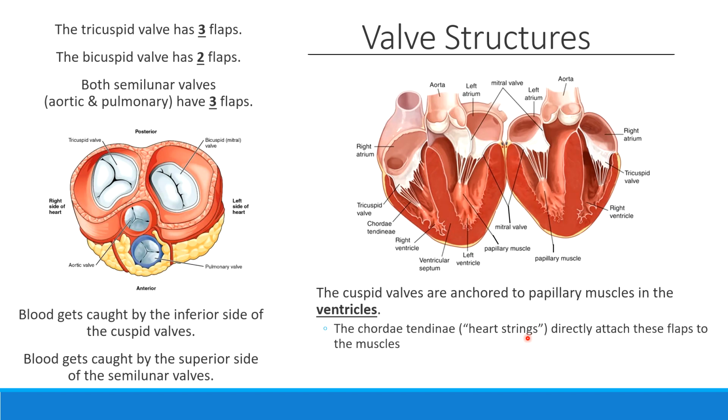So the heartstrings attach to the flaps of these two valves when the ventricle is contracting, when the bottom part is contracting to push blood out of the chamber. The papillary muscles will contract with it as well, because when they contract, blood will push up against the flap, but making this tight means that blood won't be able to push back up into the atrium. So we want to know with these valves, how many flaps do they have? Which side does blood pass through, or which side does it get caught? And we also need to know a little bit more about those cuspid valves.